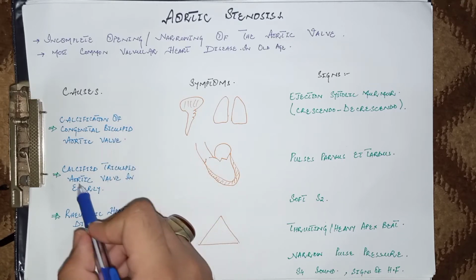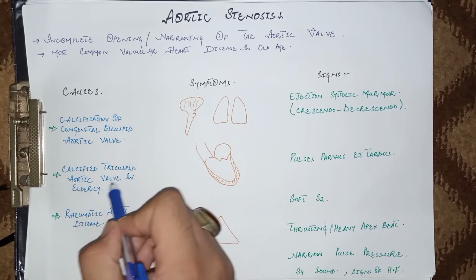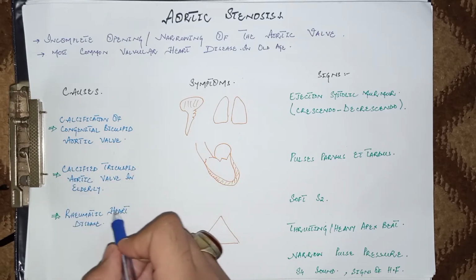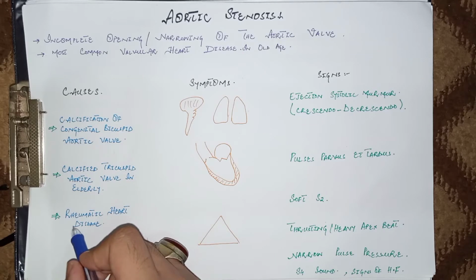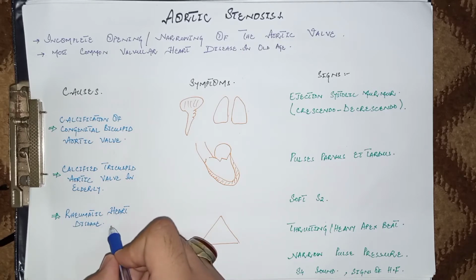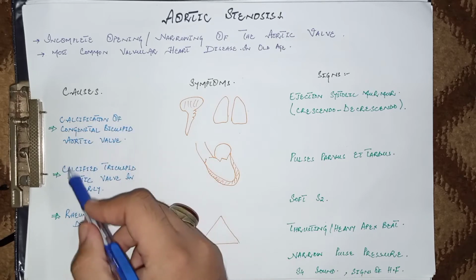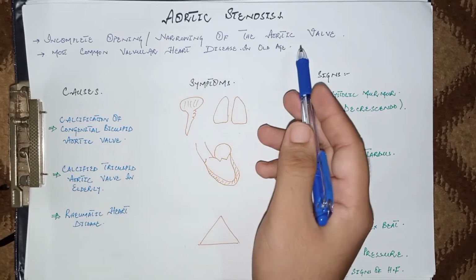The other causes include a calcified tricuspid aortic valve in the elderly and rheumatic heart disease. The valve most commonly involved in rheumatic heart disease is the mitral valve, but the second most common is the aortic valve. So these three are the major causes of aortic stenosis.